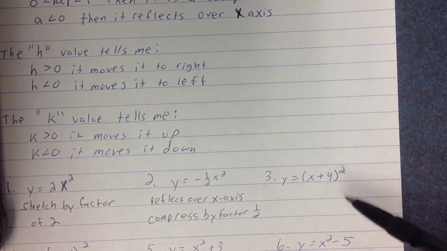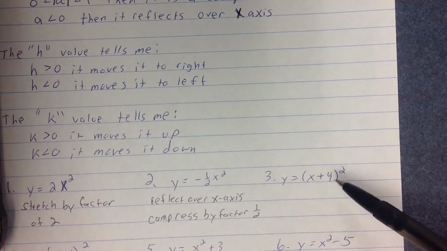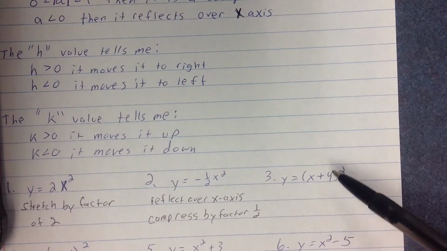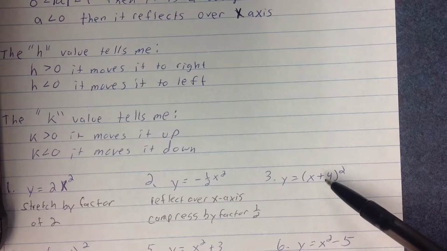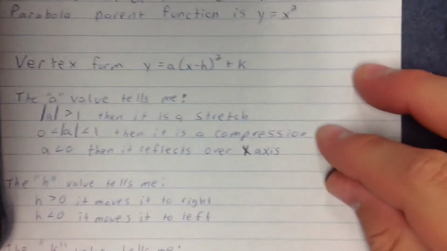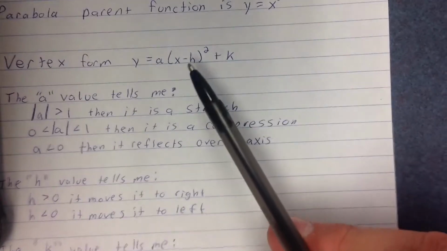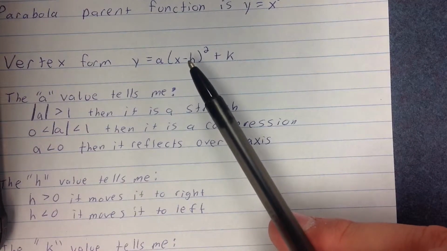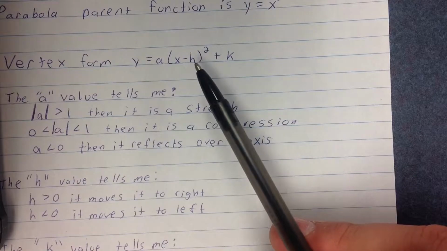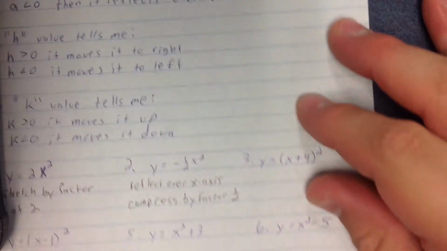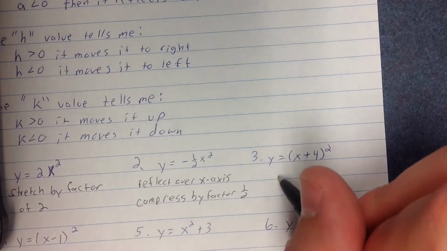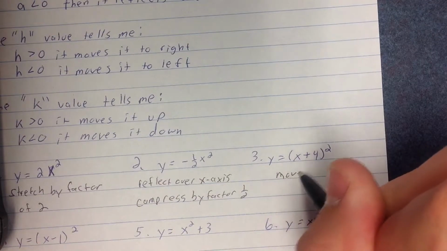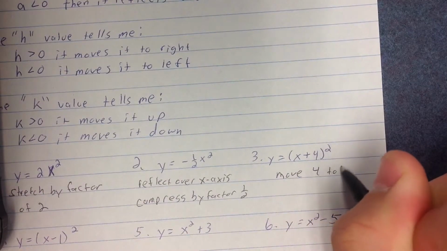Now the third one, parentheses x plus 4 squared. Now a lot of people think this moves it to the right because it's plus 4. The thing is, though, with our equation, it already had a minus in there. So if it became a plus, that means h had to be negative. So this actually means we're moving 4 to the left.